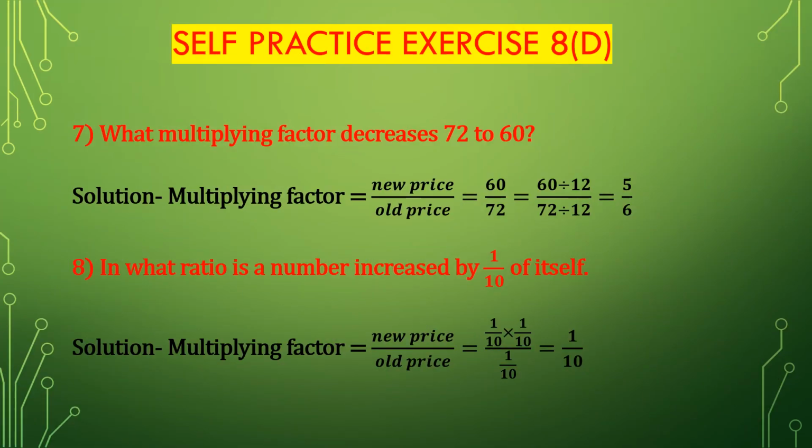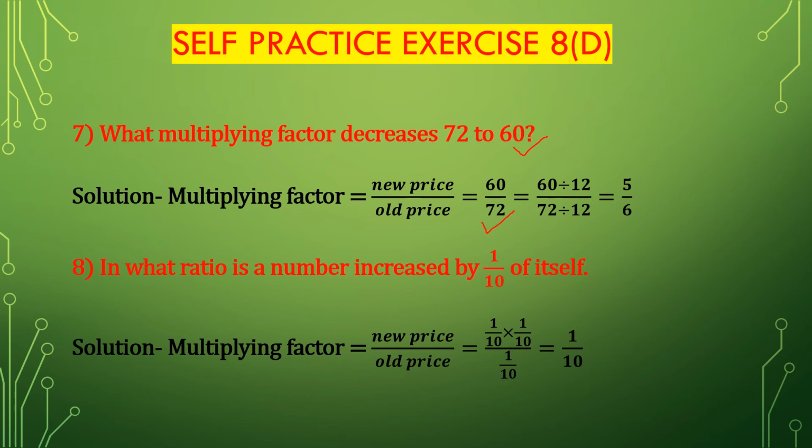Now we solve question number 7. Question number 7 is, what multiplying factor decreases 72 to 60? We have to find out the multiplying factor. The number decreases 72 to 60. So the new price is 60 and the old price, before, was 72. So new price divided by old price is 60 divided by 72.